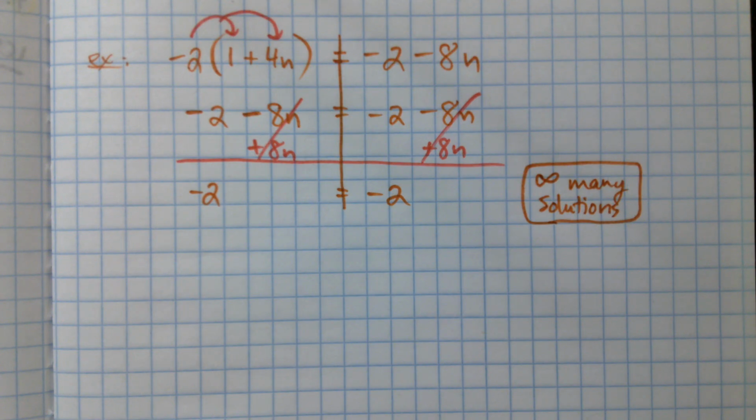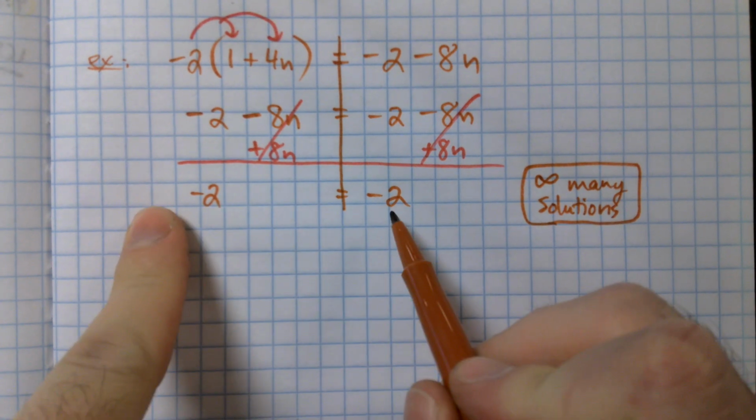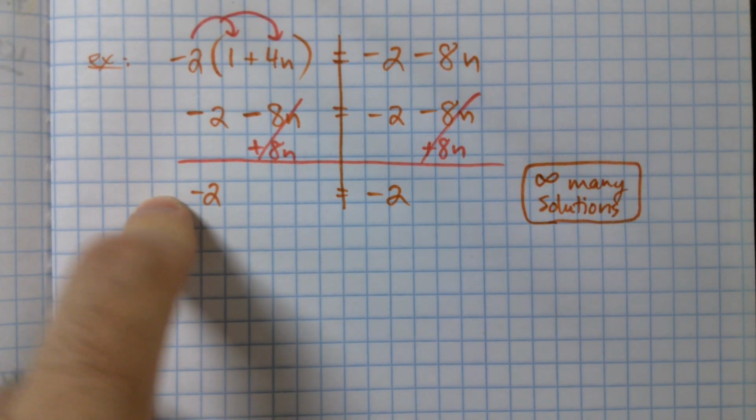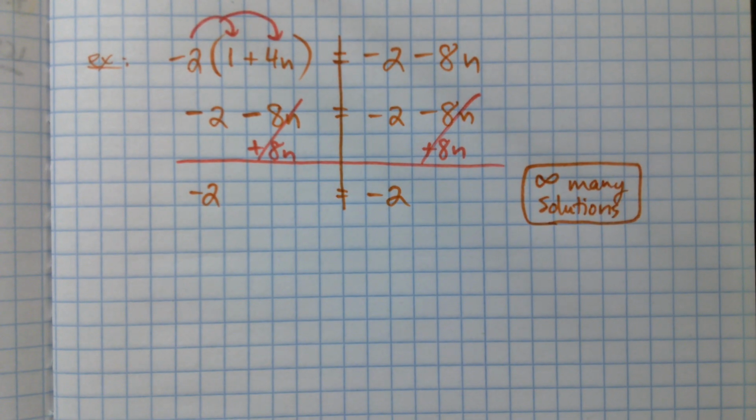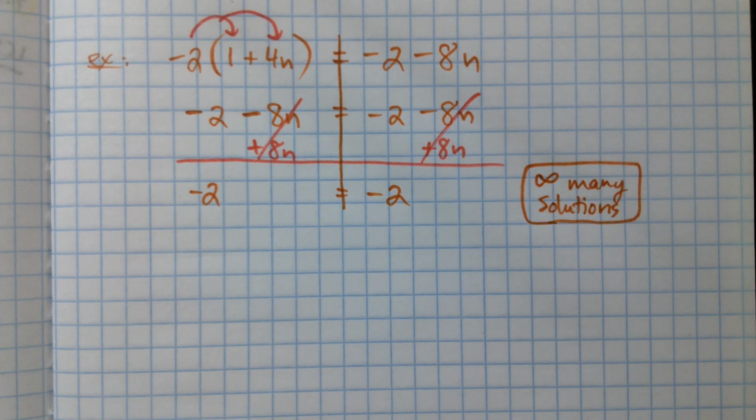What that means, again, is that any number I plug in for n is going to give me a true statement. 10 equals 10, 5 equals 5, 1,000 equals 1,000. Whatever I plug in, it's going to work for me. Okay? Infinitely many solutions.